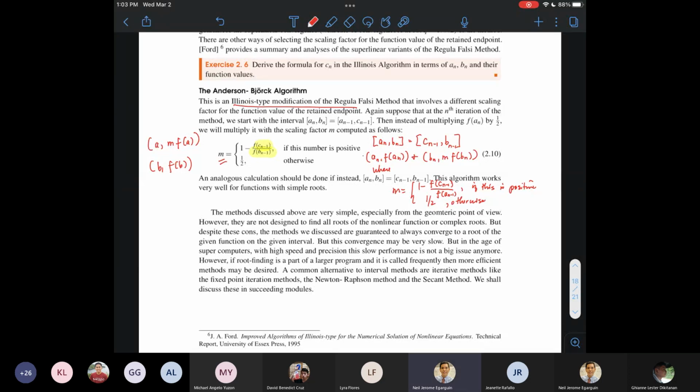Medyo tricky yung pag-Anderson-Bjork. Pero yun nga, ang key ay i-keep track nyo yung mga old na A sub n at saka B sub n. Hindi pwedeng basta tinatapon yung previous interval. Kasi yung A sub n minus 1 at saka B sub n minus 1, yung mga endpoints from the previous iteration, ginagamit siya parehas dun sa Anderson-Bjork algorithm. All right? So I think that's it for today.